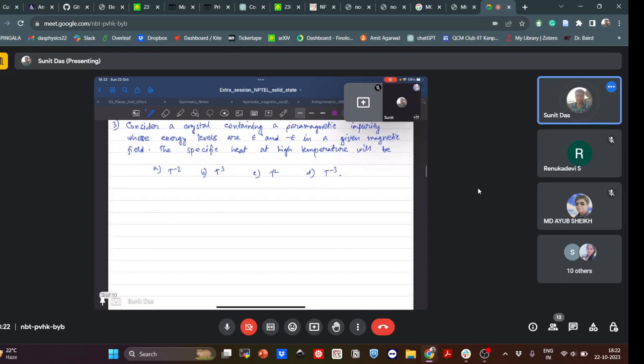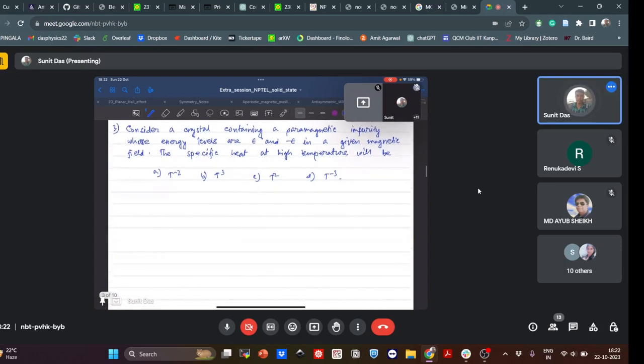Okay, so the question is, consider a crystal containing a paramagnetic impurity whose energy levels are plus epsilon and minus epsilon in a given magnetic field. Now, the specific heat at high temperature will be proportional to T to the power minus 2, T cube, T to the power 2, or T to the power minus 3. Which one of these is correct?